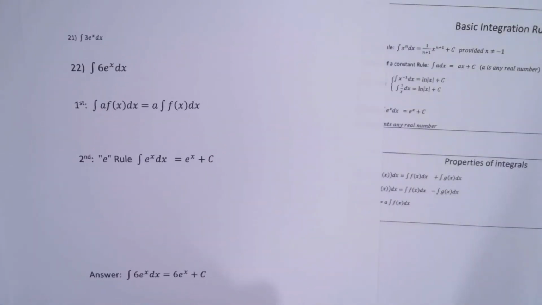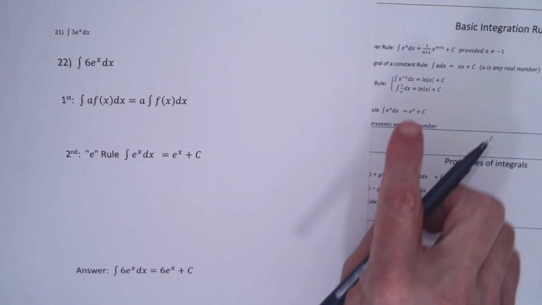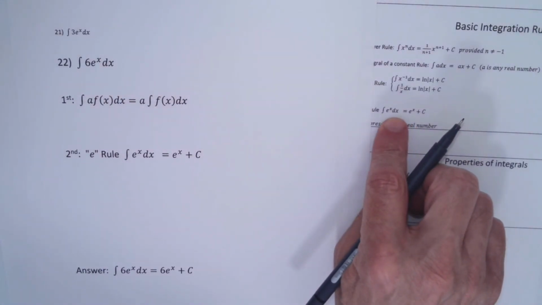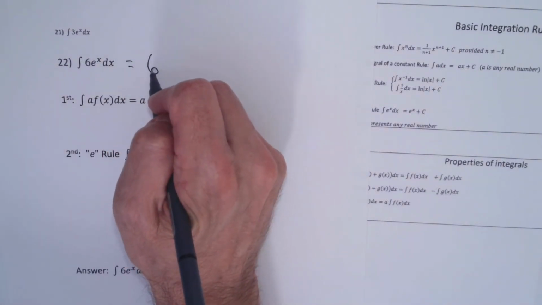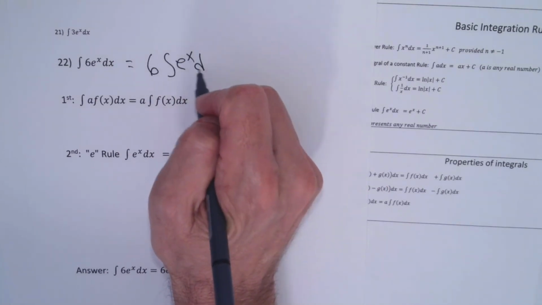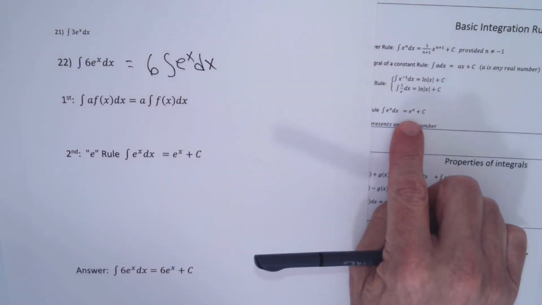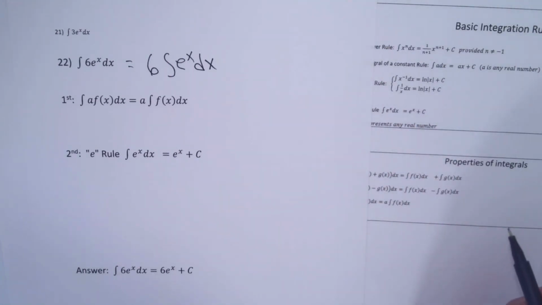E's are nice. They're the easiest rewrites. When I have an e, the only e I can integrate is e to the x power. For this one, I'm going to get it rewritten with e to the x power by making the coefficient out in front of the integral. And now I'm going to apply the e rule. The integral of e to the x power is just e to the x power, of course, plus c.